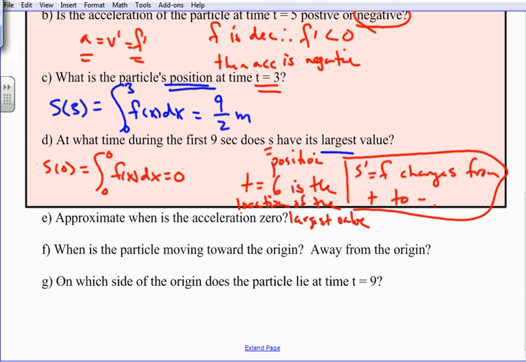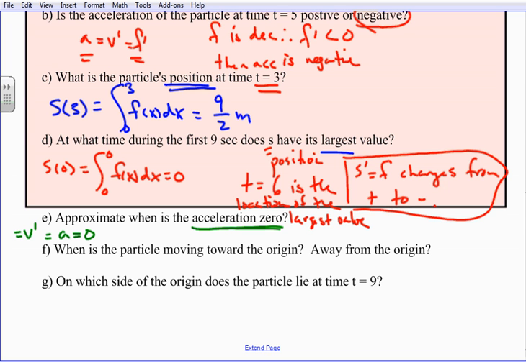All right, next we're going to try to figure out some other ones. Let's find these. When is our acceleration equal to 0? Now, acceleration is 0, if you think about this. So we're trying to find when a is equal to 0. Well, a is equal to v prime.